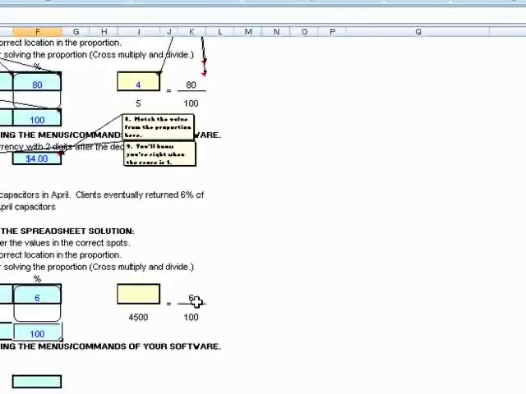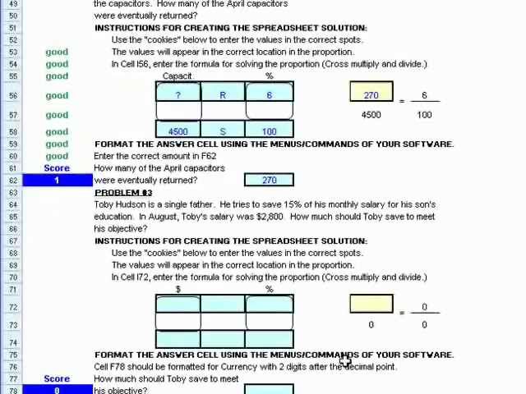So equals, cross multiply, so it'll be I57 times K56 divided by K57. So those are our 3 values. Notice the blue, the green, and the purple are all in the right spot. And then we're supposed to write our answer down here, 270. Okay, let's try this next one.